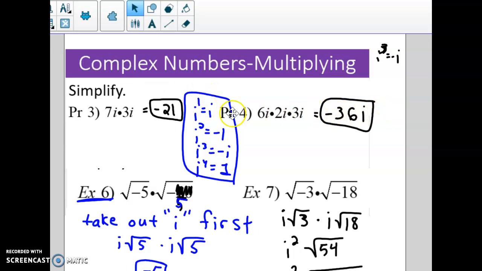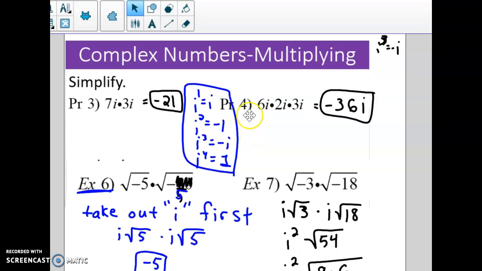So as you go through these problems, you have to notice. So 7 times 3 is 21. And then i times i is negative 1. So we end up with negative 21. 6 times 2 times 3 is negative 36, and then i times i is a negative 1, so 36 times negative 1... is negative 36i.